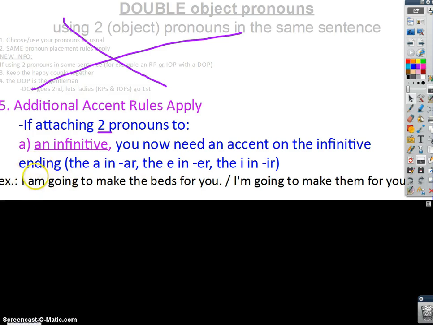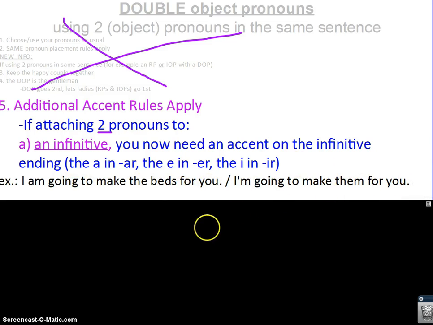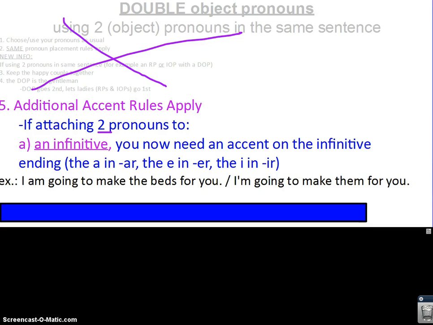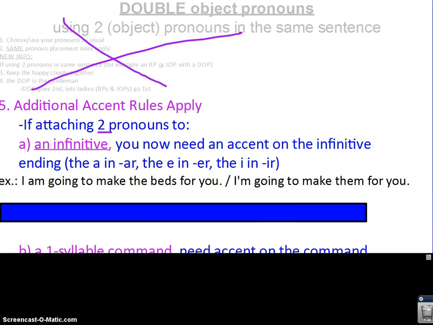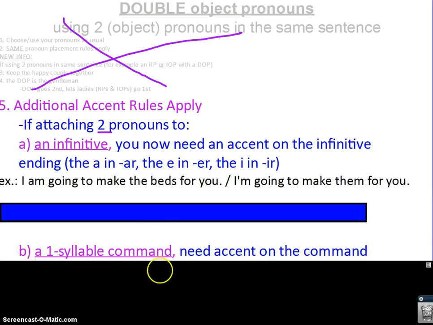So go ahead and please skip a line and then write down these two example sentences in English. I'm going to make the beds for you. I'm going to make them for you. And we will skip a line after that and we'll fill in the Spanish here to show you examples of how we need an accent when you attach two to an infinitive, and skip one more line before you write down the next additional accent rule.